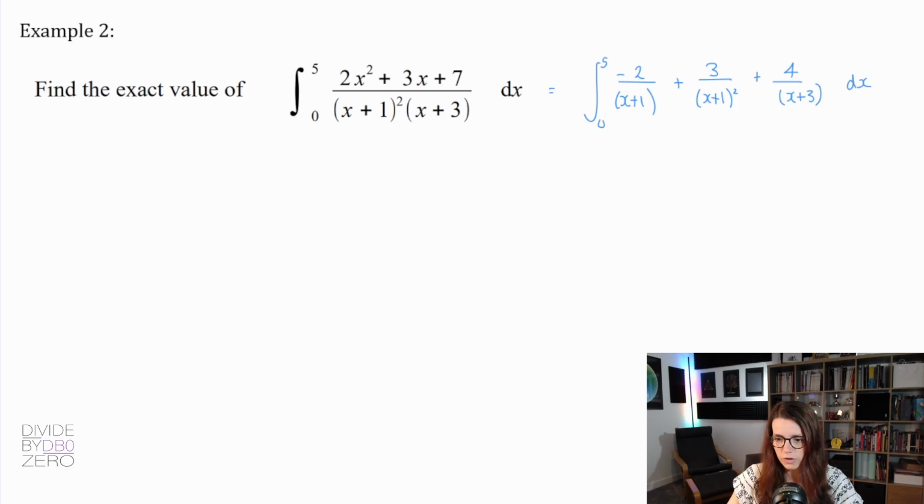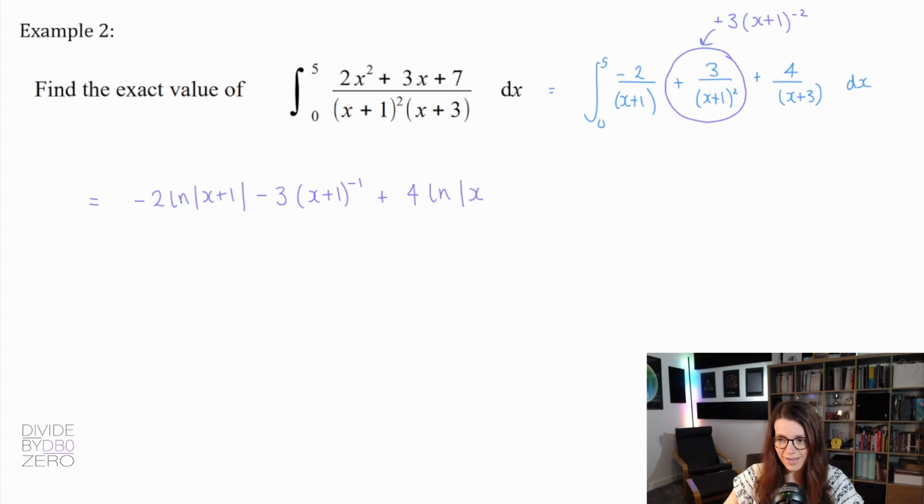And one thing to note is that the middle term there, the 3 over (x plus 1) squared, that's just the same as 3 times (x plus 1) to the -2. If you write it in that way, you might find it easier to integrate it. So let's go ahead and integrate. So term by term, we're going to have -2 ln|x plus 1|. And then it's going to be -3 times (x plus 1) to the -1, plus 4 ln|x plus 3|.